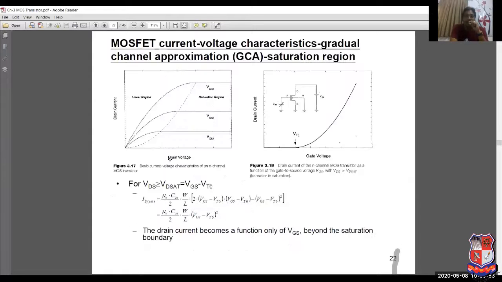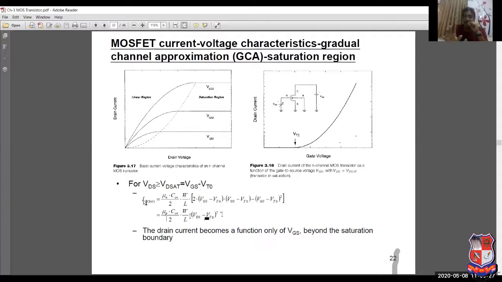If you increase your VDS further, let's say VDS is increased beyond VGS minus VT, then what will happen? The value of VDS is replaced by VGS minus VT, and the equation becomes simply k/2 into (VGS minus VT0) whole square. So now it is no longer depending on VDS. You can see that your ID saturation is simply depending on VGS minus VT. The term VDS is completely eliminated.